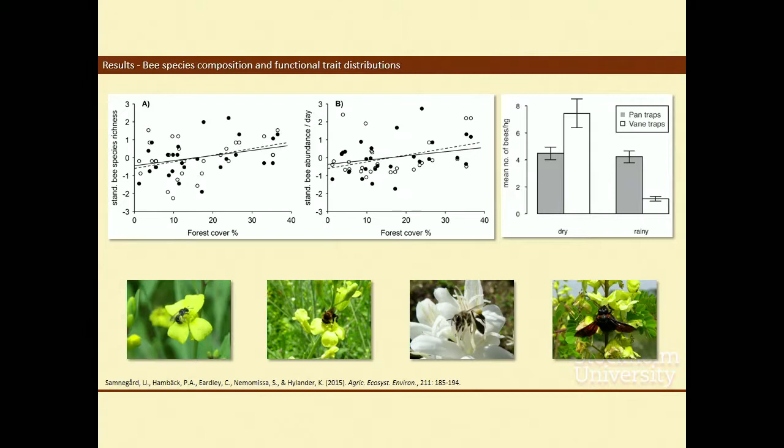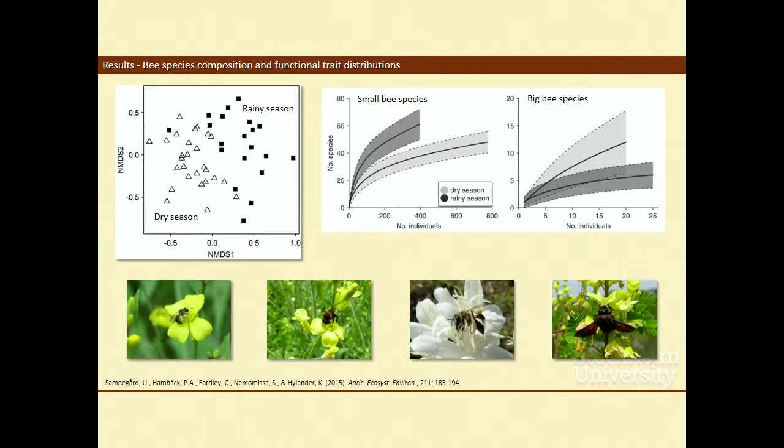And you should also look at this y-axis here. This is the mean number of bees collected per trap per home garden during the whole sampling time. So if you look at this one, it means that it was 1 bee collected in 1 vane trap for 3 months. It was very, very low abundance. I didn't really expect that.